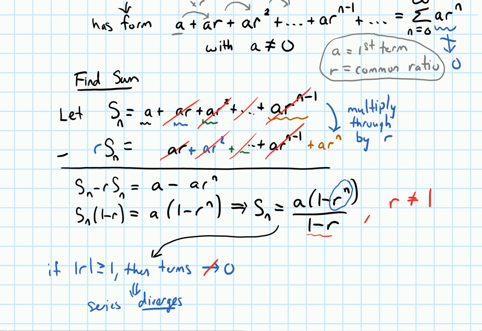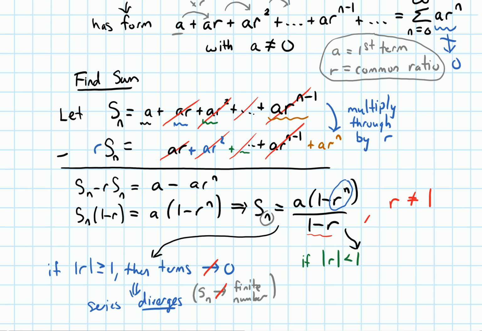The series diverges. Another way to see that is we could notice that as n gets really, really big here, S sub n is not going to converge to some finite number. Okay. So there's one other possibility though. What if the absolute value of r is actually less than 1?